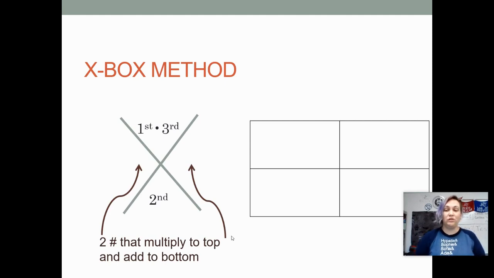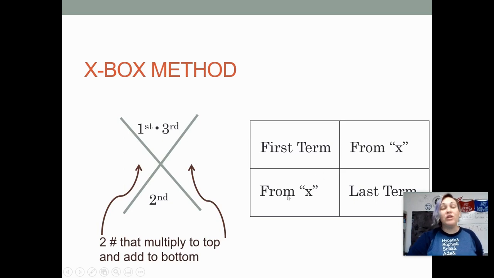Once we've thought of those two numbers, then we move on to the box. In the box, the first term goes in the first box. The last term goes in the last box. And on the diagonal, we take our two numbers from the sides of the x. We should also take whatever the variable was for the middle term. It's normally just the letter x, but double check and see what was your variable for the middle term and put that on the diagonal as well. Then we factor out some GCFs, and those are where we get our answer from.